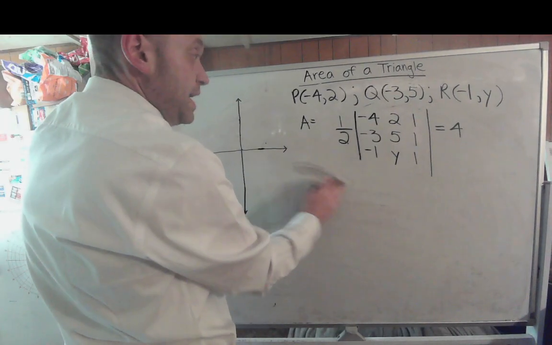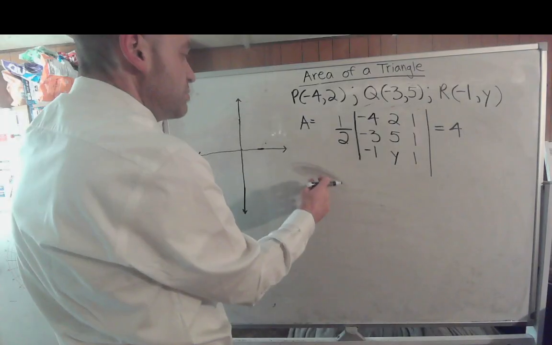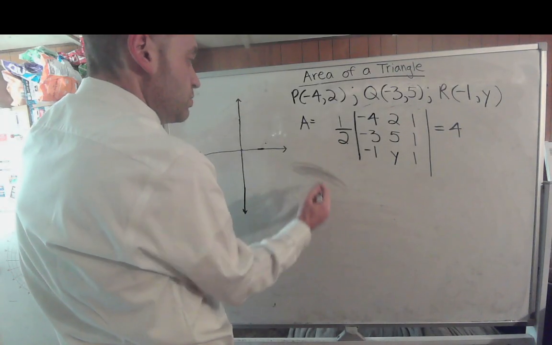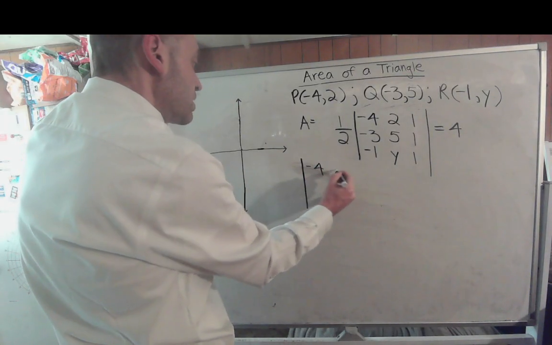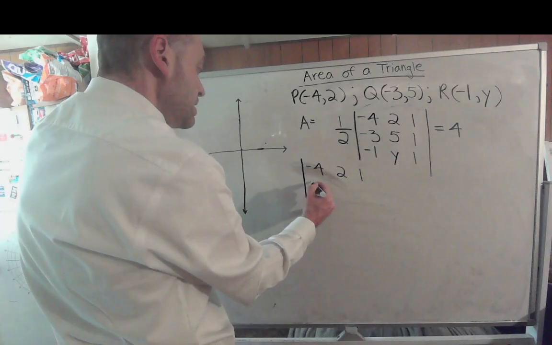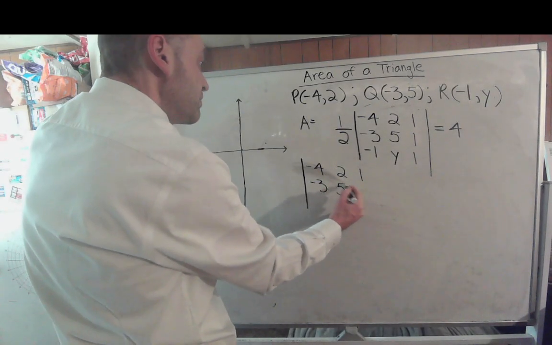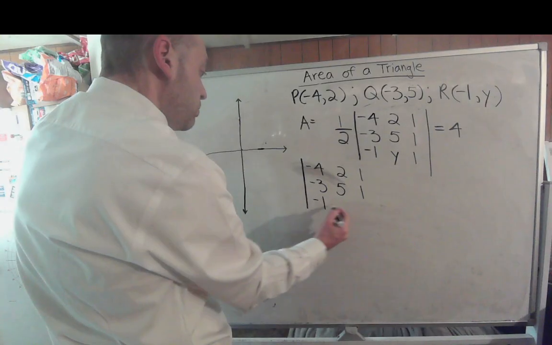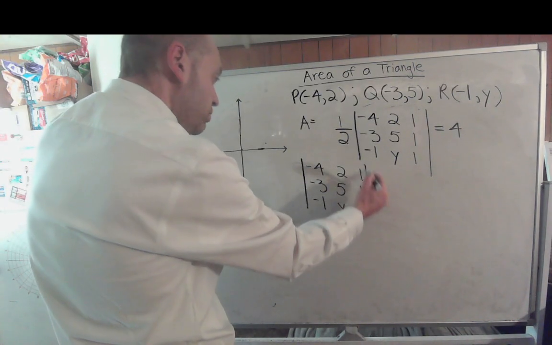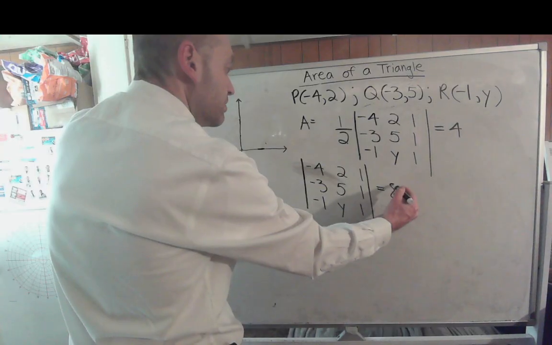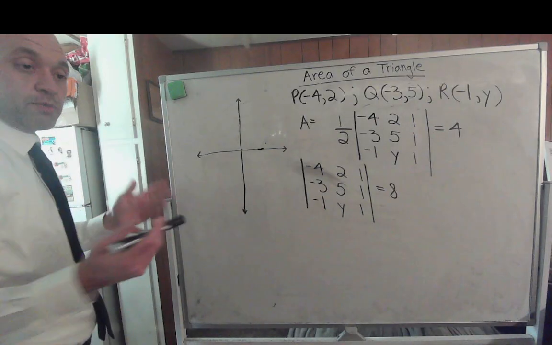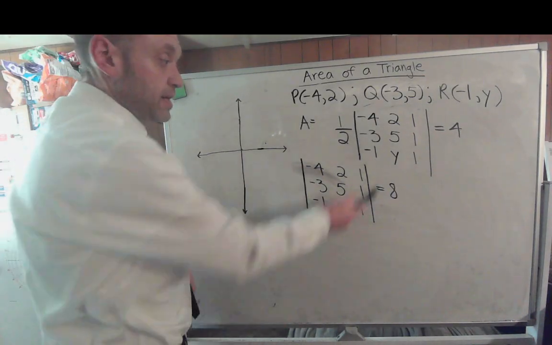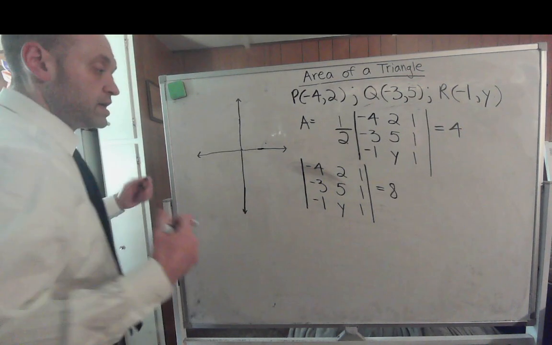Well, if we multiply both sides by 2, you get that the determinant here, that -4, 2, 1, -3, 5, 1, -1, y, 1, that whole determinant should have a value of 8. Now we just go through and set up our 3 2x2 determinants. Let's use the third column again.